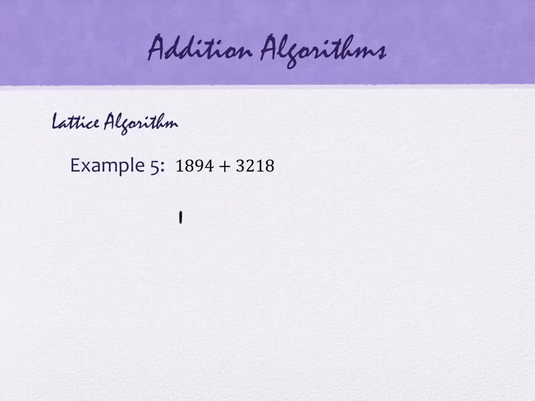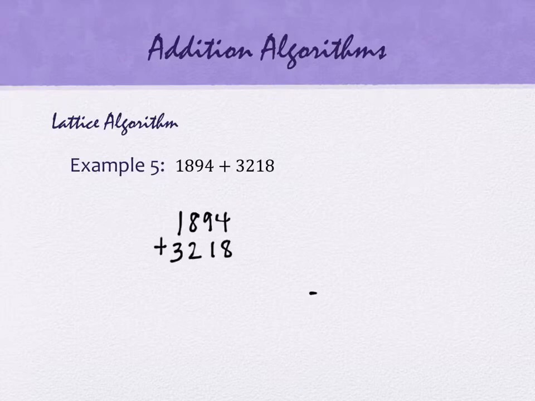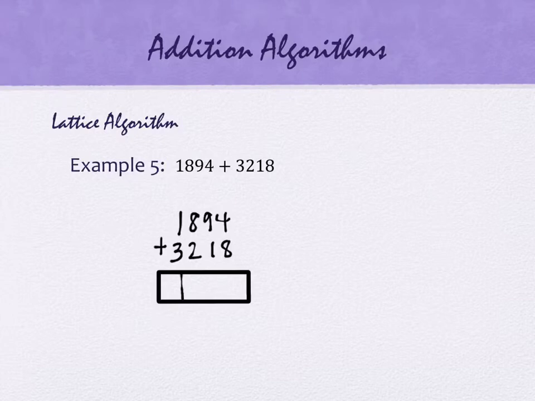Again, we line it up vertically, right? 1,894 plus 3,218. And you draw underneath it a rectangle. And however many place values you have, you need to split that rectangle into that many boxes. So this is 4 place values. So I need 4 boxes underneath it. Okay? And then to create the lattice part, you're going to divide all of your boxes in half from the bottom left to the top right. That's the grid that's created.